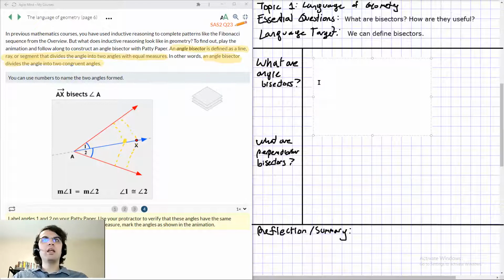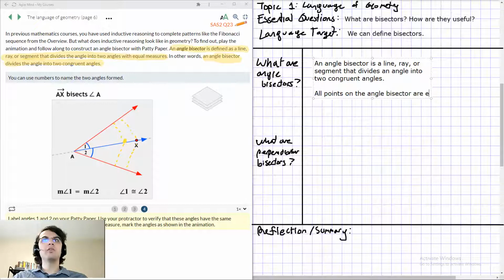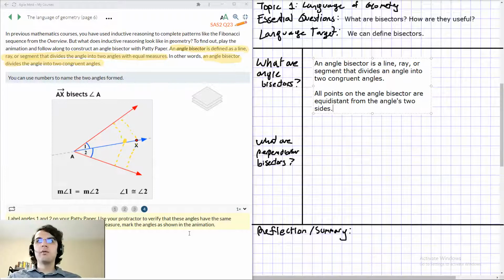So I'm gonna say an angle bisector is a line, ray, or segment that divides an angle into two congruent angles, right? And then I'm gonna add as well that all points on the angle bisector are equidistant from the angle's two sides. Okay, now, notice my notes look a lot like the ones that I took over here on Agile Mind, but they're shorter, they're more concise. So let's talk about why I took out some things and what I kept, right?